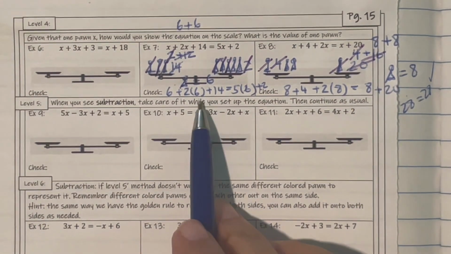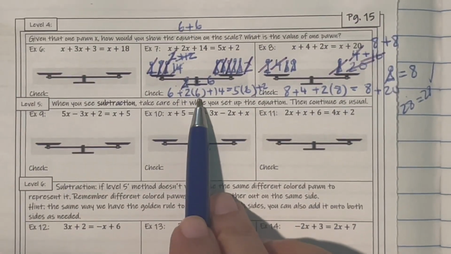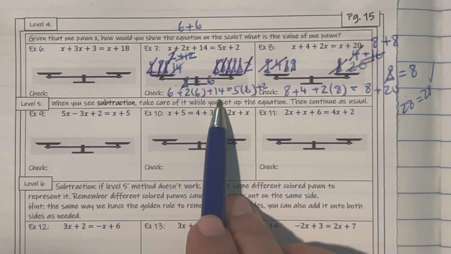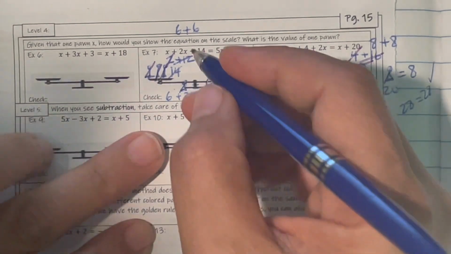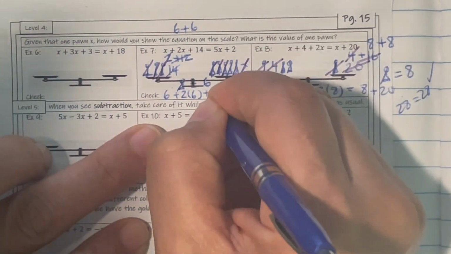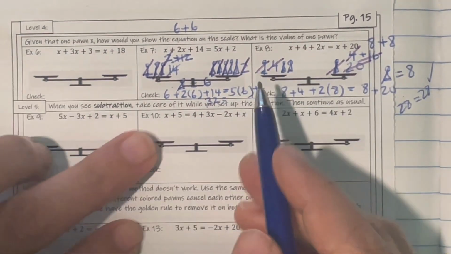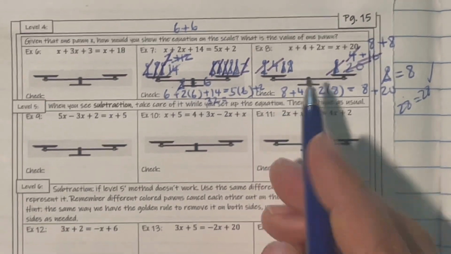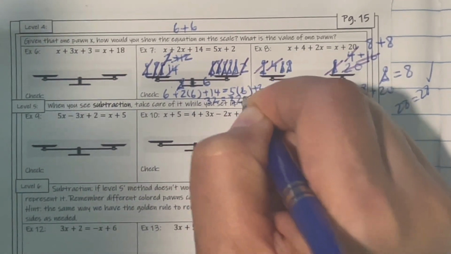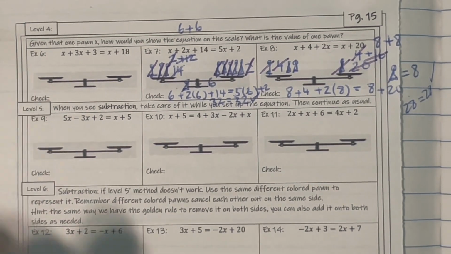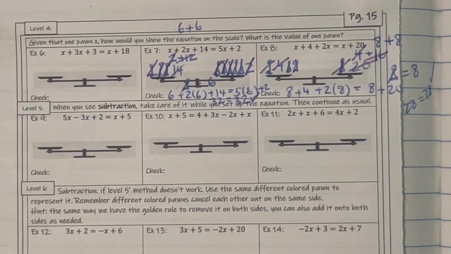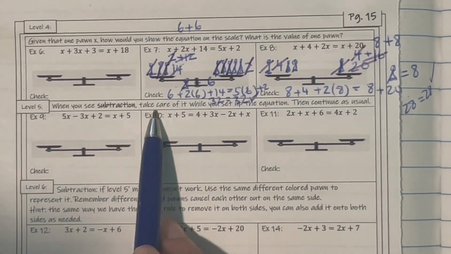Put that all in the calculator. 2 times 6 is 12, plus 14 is 26, plus 6 is 32. I'm just going to put it right here real small. Then 5 times 6 is 30, plus 2 is 32. So 32 equals 32. That works. All right, pause the video and go ahead and see if you can do level 4. Then we're going to move on to level 5.